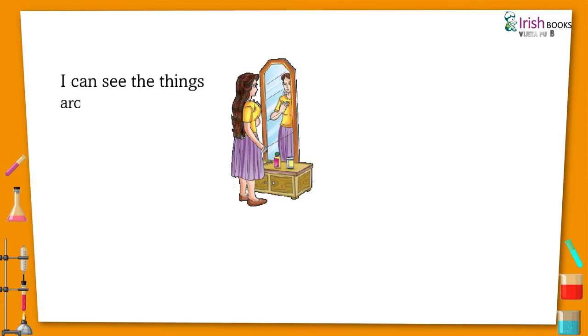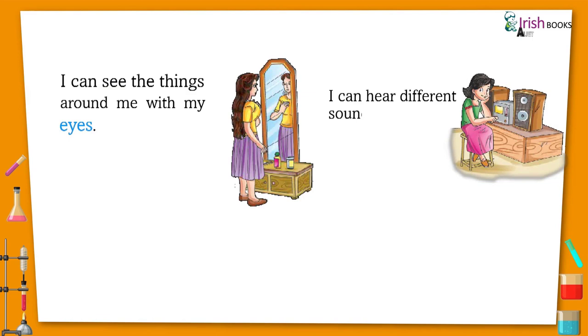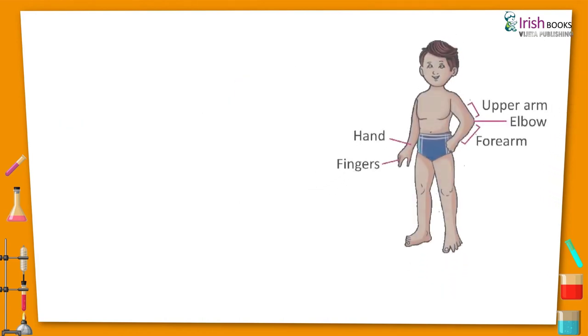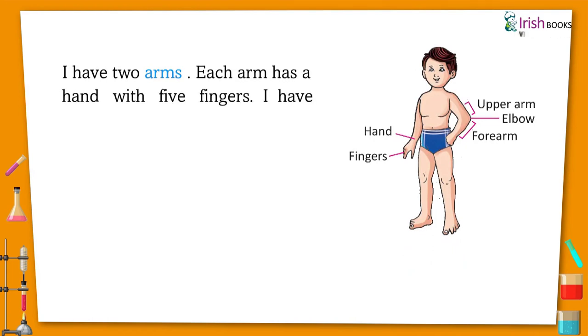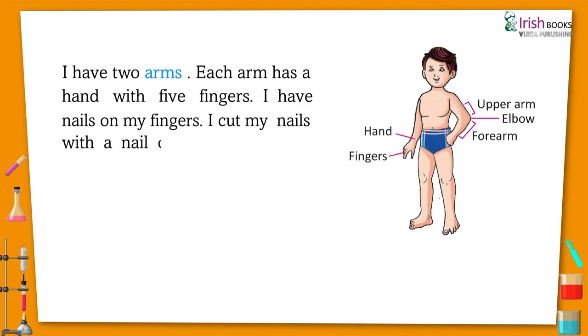I can see the things around me with my eyes. I can hear different sounds with my ears. I have two arms. Each arm has a hand with five fingers. I have nails on my fingers. I cut my nails with a nail cutter. I also keep them clean.